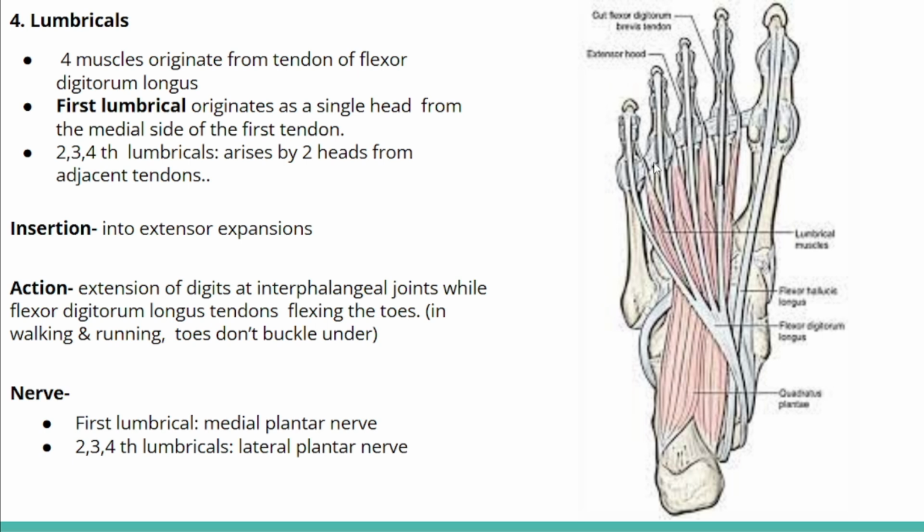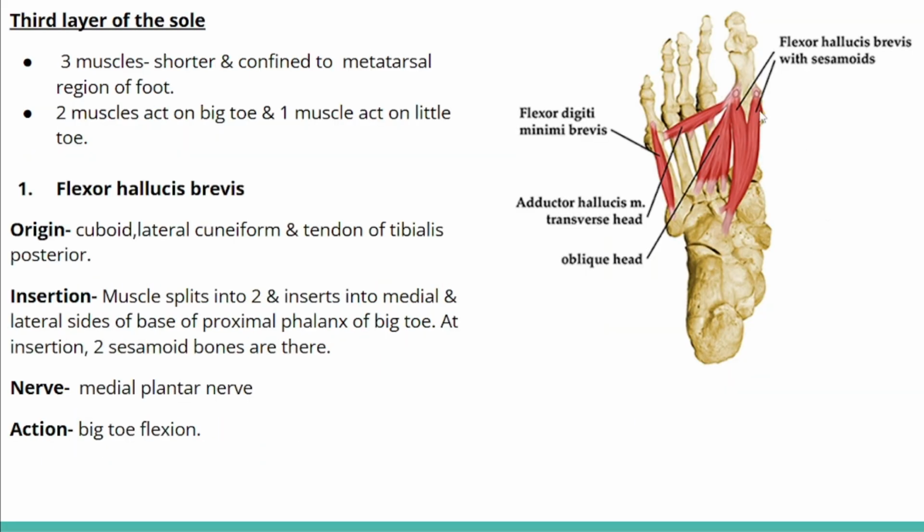These tendons insert into the extensor expansions, and what they do is extension of the digits at the interphalangeal joints while the flexor digitorum longus tendon flexes the toes. So in walking and running, these tendons do not buckle under the toes. The first lumbrical is supplied by the medial plantar nerve and the other three lumbricals are supplied by the lateral plantar nerve. Then we'll move on to the third layer.